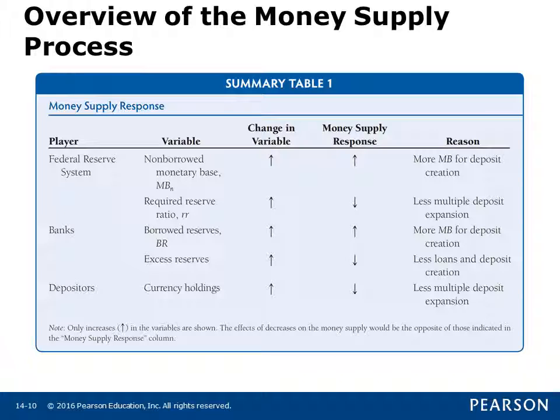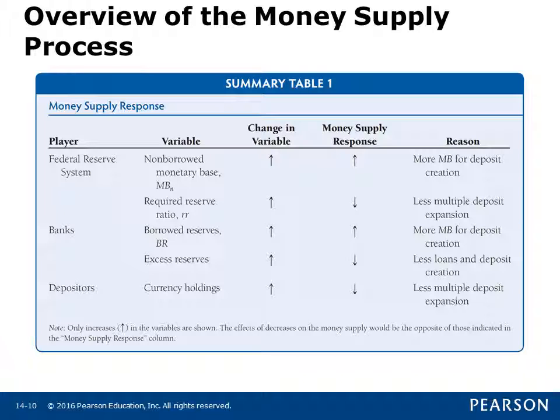So here's a great slide that shows the overview of the money supply process. It explains what players can manipulate which variables for what reasons to cause a change in the money supply. One of the most common ways in which the Federal Reserve can affect the money supply is by changing how much non-borrowed monetary base is available. By increasing the non-borrowed monetary base, money supply increases because that allows more money for deposit creation. The Federal Reserve can also require a higher reserve ratio for banks, which means they have to keep more money as reserve, which decreases the money supply because there's less money available for deposits.